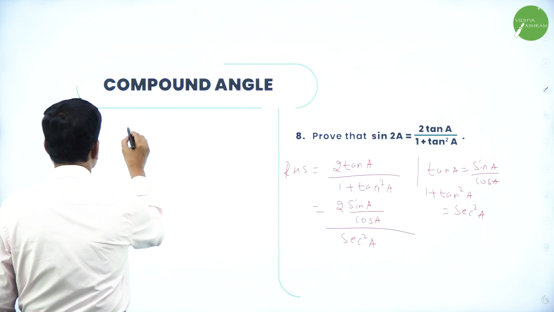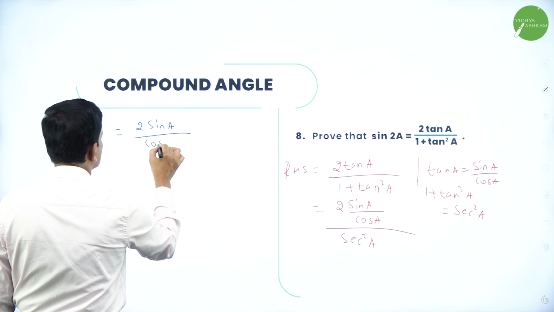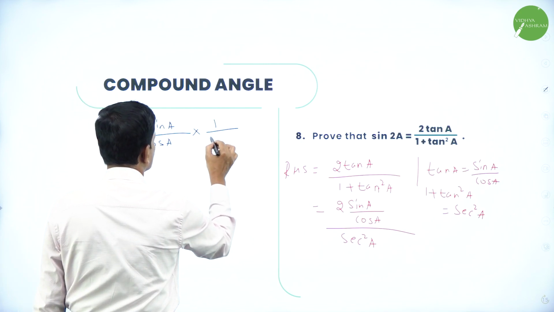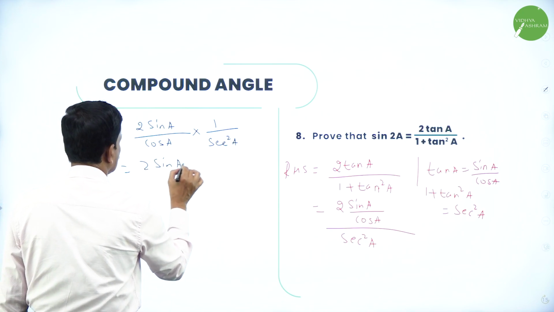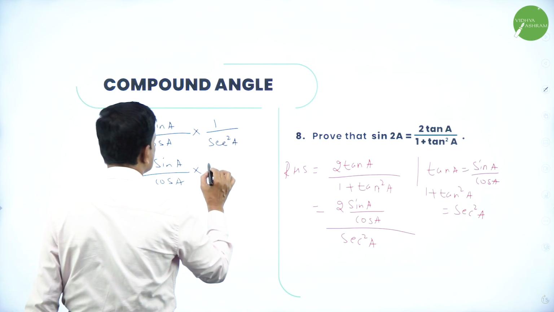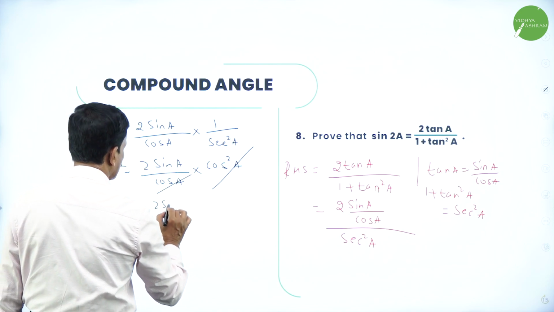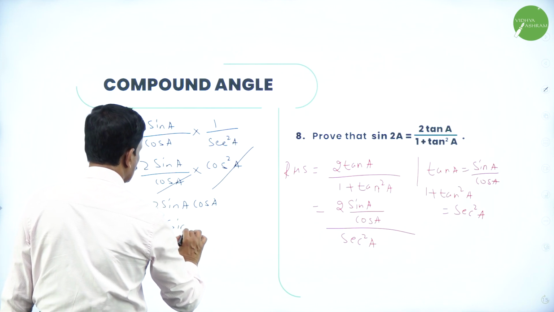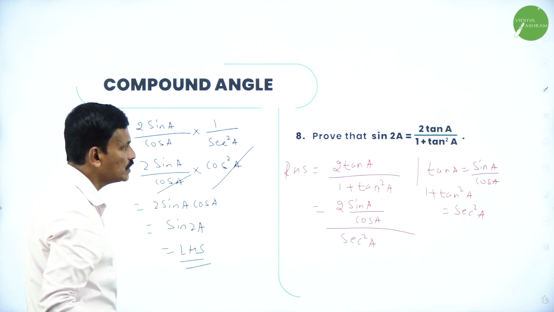Now the numerator is same. So that is 2 sin a by cos a, into this can be written as 1 over secant square a. This is 2 sin a divided by cos a into 1 by secant square a. 1 by secant is nothing but what? Cos a, so 1 over secant square is cos square a. So one cos and cos gets cancelled. In the numerator we have 2 sin a into cos a. 2 sin a cos a is equal to sin 2a, which is the required LHS. That is sin 2a. That's it.